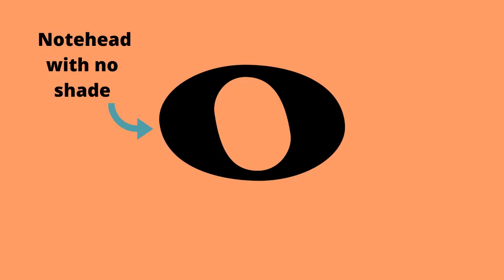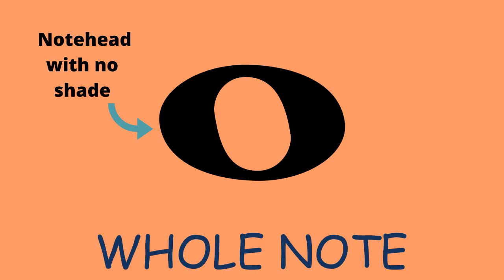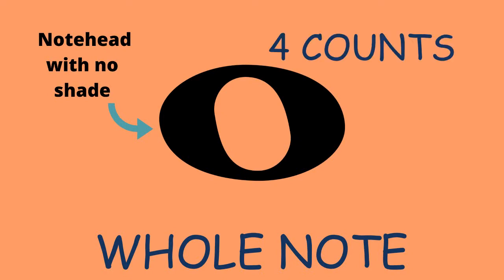Good job. Now, the last note that we're going to learn looks like this. A simple note head with no shade. The note starts with letter W. Do you recall the name of this note? If you answered whole note, you're correct. The whole note has the longest count because it has four counts. I have here a whole note. Let's clap the rhythm. 1, 2, 3, 4. Can you clap the rhythm? Ready, go.